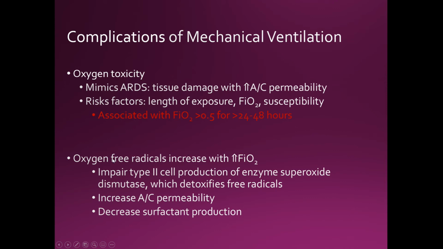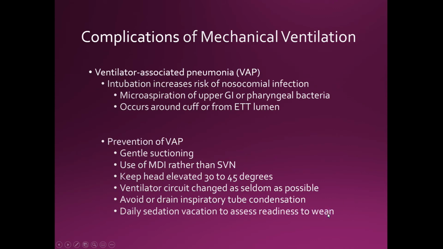All right, so you have oxygen free radicals that increase your FiO2. They impair type 2 cell production of enzymes, superoxide dismutase, which detoxifies free radicals. So we've heard of free radicals before. That comes in, it binds with stuff, and it just causes havoc internally. With these free radicals, it messes up cell production, and it increases alveolar-capillary permeability, and it decreases surfactant production. If I lose surfactant production, guess what? I have some atelectasis going on, and atelectasis can result in shunting.